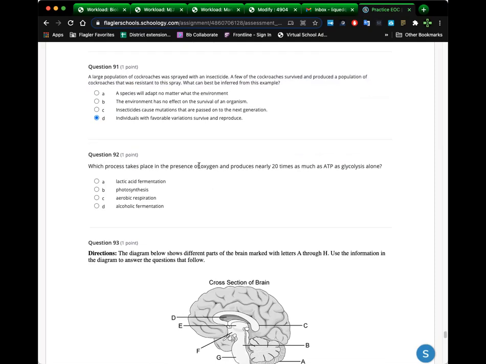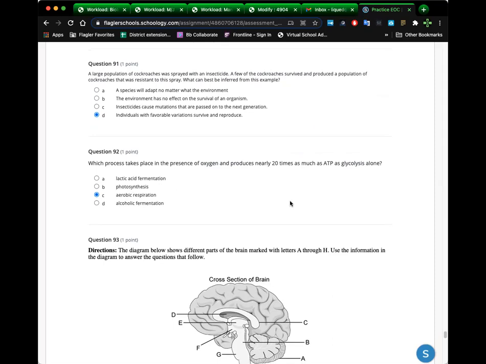Presence of oxygen. So oxygen, you should think immediately aerobic respiration and 20 times as much as glycolysis alone. So, well, there you go. Fermentation is the same thing as anaerobic respiration. So lactic acid, the only difference is one produces lactic acid, the other one produces alcohol. And then photosynthesis is not an answer for that one.